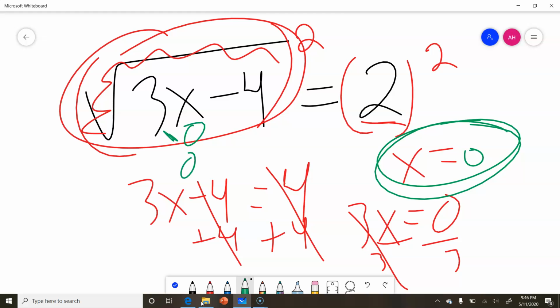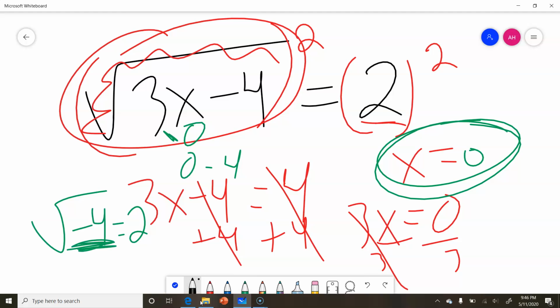3 times 0 is 0. 0 minus 4, I get the square root of negative 4 equals 2. Now that almost looks like it would work, but guess what? I can't have the square root of negative 4. So the answer to this one would be not real, right? It's not a real number.